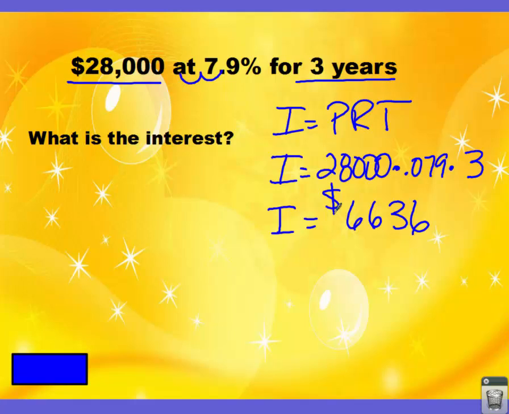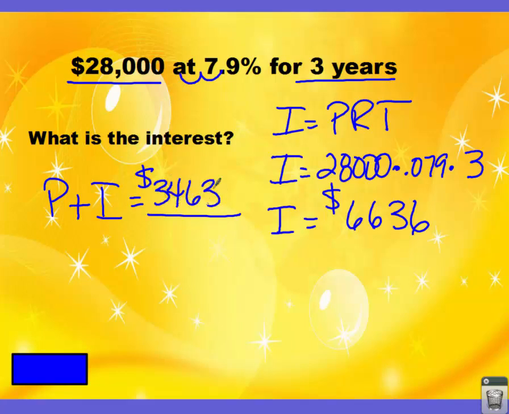So on this loan of $28,000 at 7.9% interest for a 3 year term, you're going to end up paying $6,636 in interest. Now, if I wanted to know the full amount of the loan, how much money you are going to pay back, you're going to take your principal and add your interest to it, and that will give us our total amount that we will have to pay back. So if we were to take $28,000 and $6,636 and add those together, you would end up having to pay back a total of $34,636.